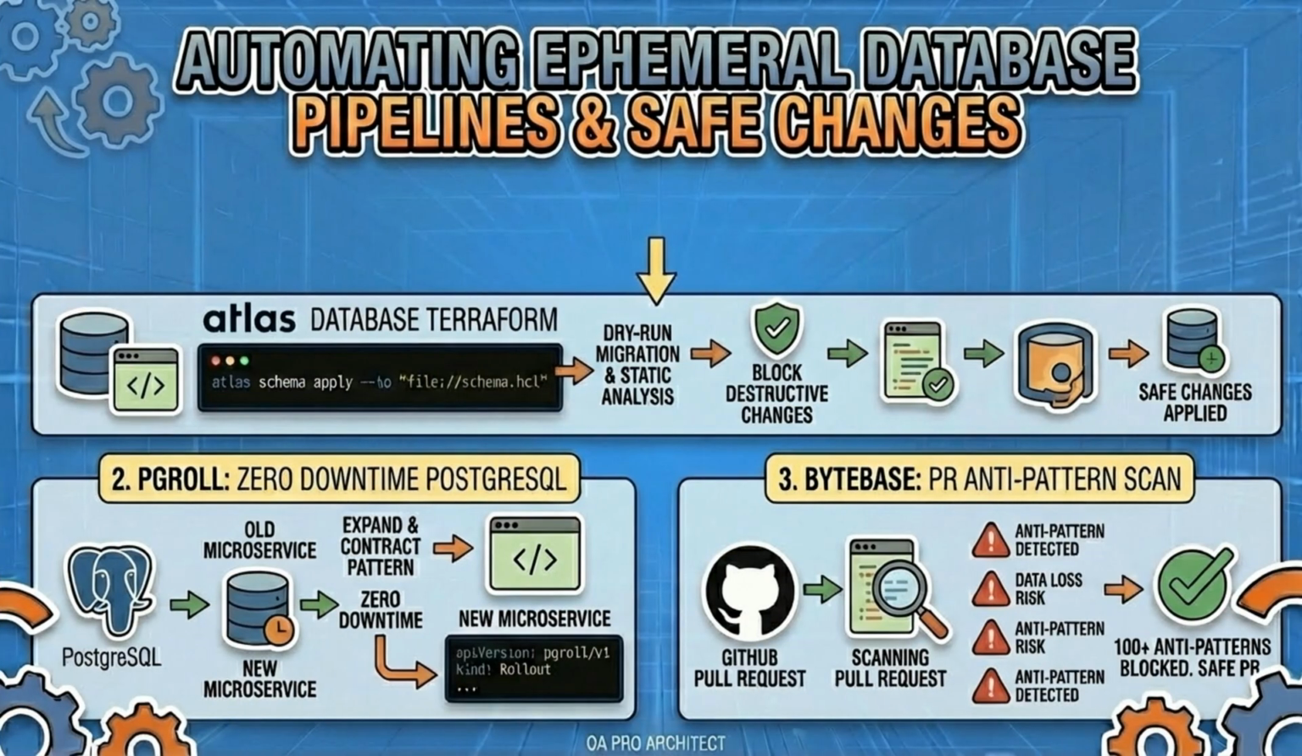Building these ephemeral database pipelines manually is a massive engineering lift. Fortunately, modern tooling can automate this. First is Atlas. Think of it as Terraform for your database. It dry runs the migration and uses static analysis to block destructive changes. Second is pgroll for Postgres. It automates the expand and contract pattern, allowing your old and new microservices to run with zero downtime. Third is Bytebase. It scans every pull request for over 100 anti-patterns.